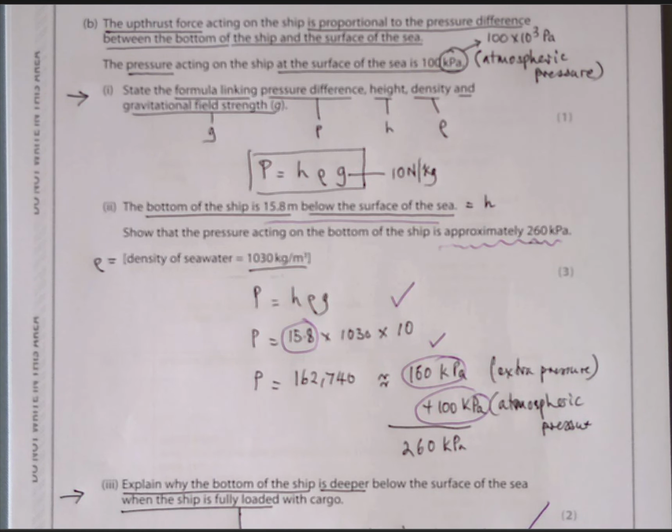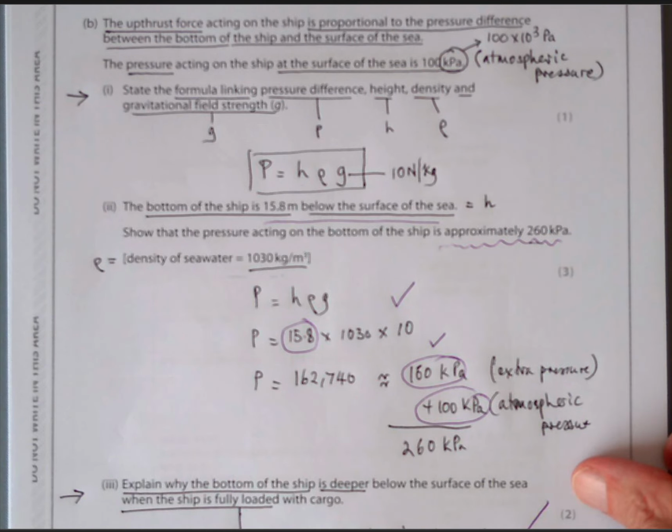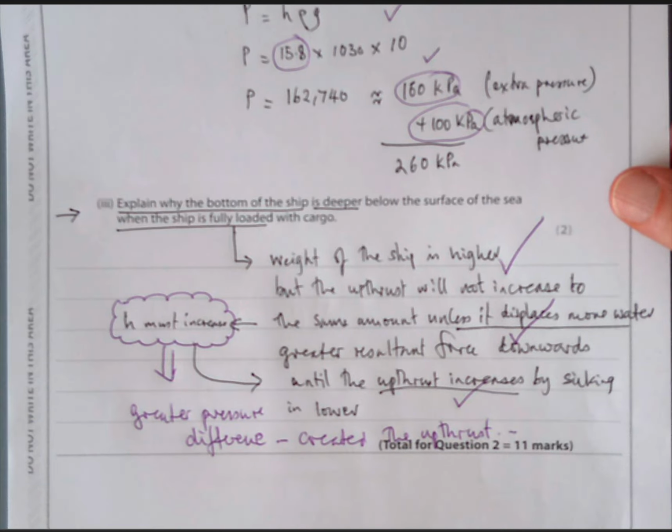Show that means show that you can work out how to get the 260,000 and make sure your working out is clear. You don't put the numbers without putting the equation. So equation, numbers in, answer with units. Get into good habits now, and then the examiner will give you more marks in the summer.